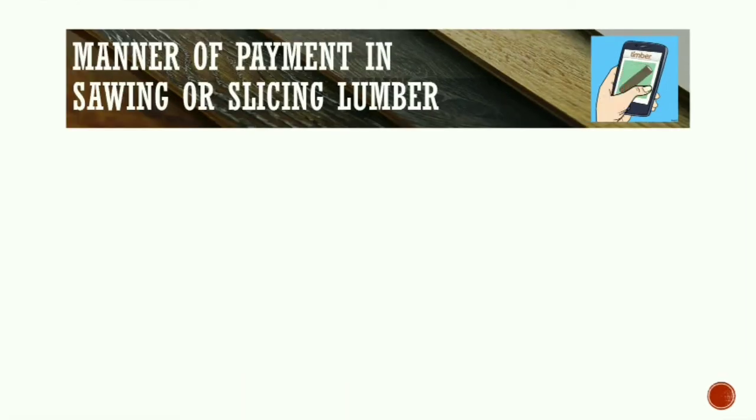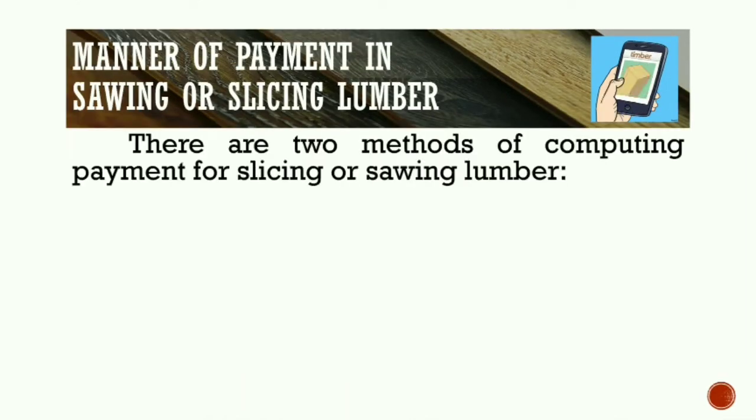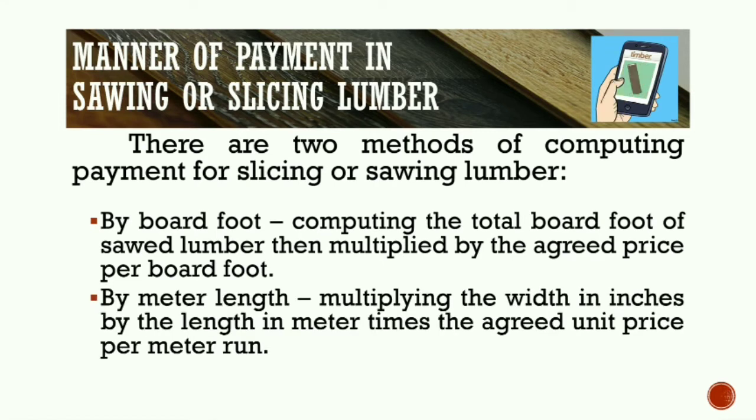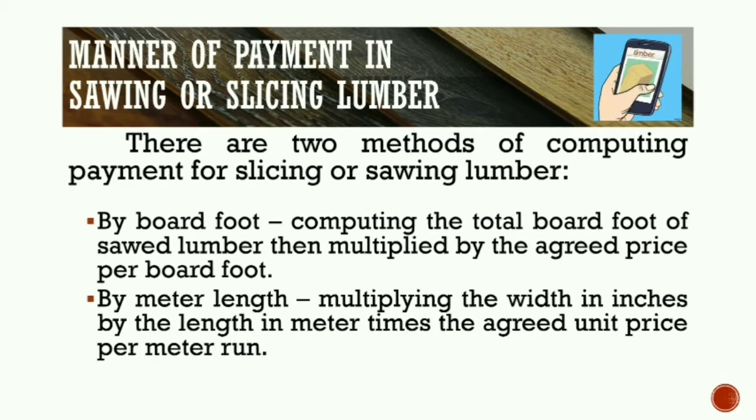For the manner of payment in sawing or slicing lumber, there are two methods of computing payment: by board foot and by meter length. In by board foot, you need to compute the total board foot of sawed lumber, then multiply by the agreed price per board foot. Meter length, on the other hand, is multiplying the width in inches by the length in meters times the agreed unit price per meter run.